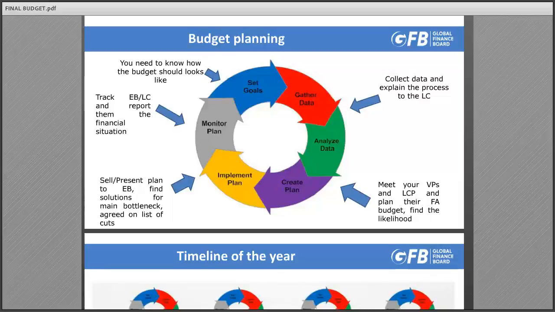Continuing, you need the budget itself, and then the last steps are to implement it and to present the budget to the EB, to the members, to the AIESEC plenary, whoever needs to see it, to find solutions for the main bottlenecks, etc. And at the end, at the monitor plan, you should track the budget and monitor and report the financial situation, if possible quarterly, weekly, even directly if your finance network allows it.